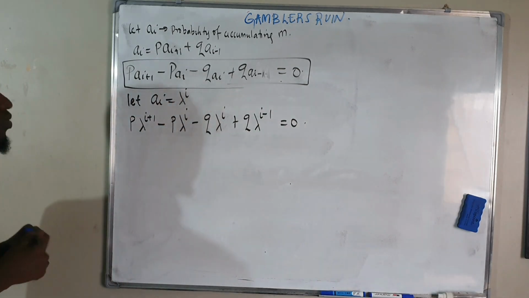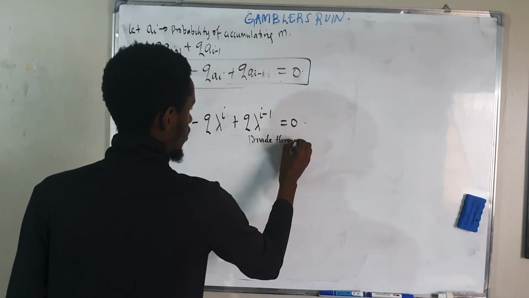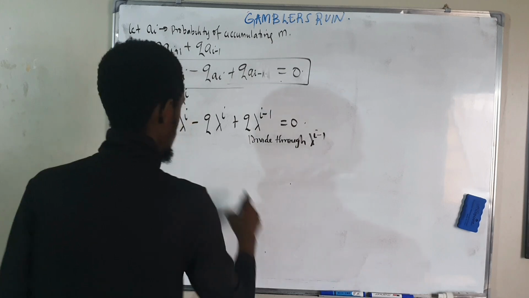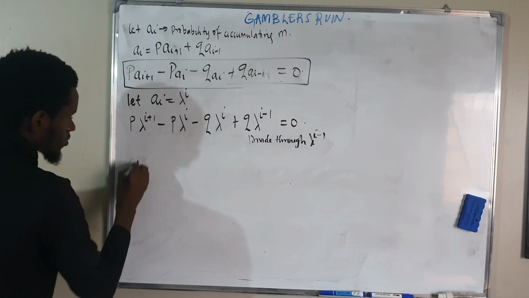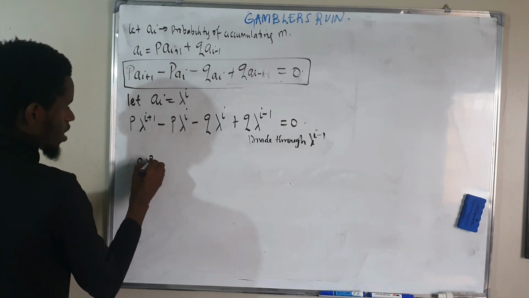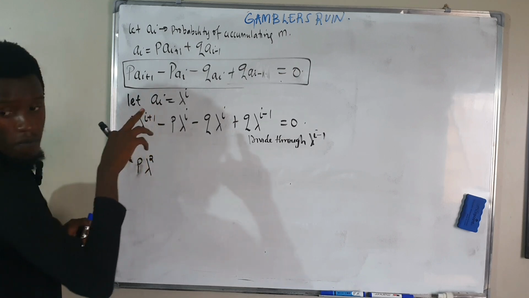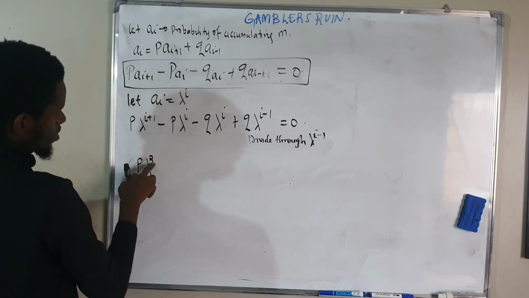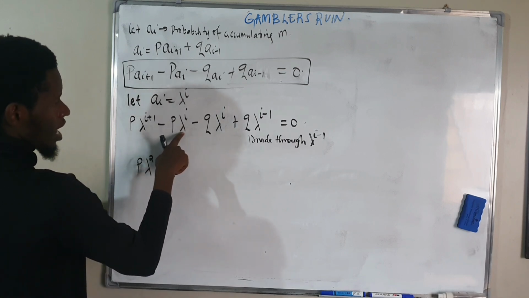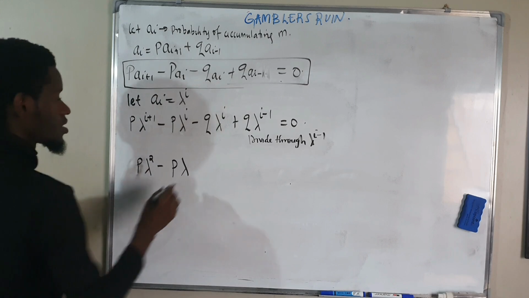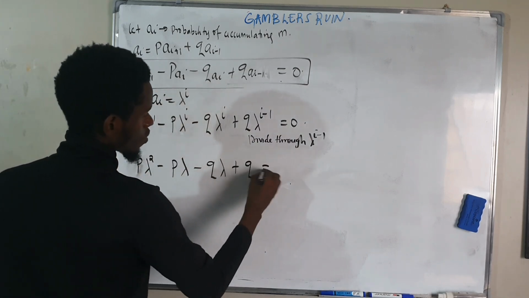Now from there, we divide through by lambda^{i-1} everywhere. And if I divide through by lambda^{i-1}, here I have P lambda squared, because lambda^{i+1} divided by lambda^{i-1} is going to be lambda squared, minus P lambda, remembering I'm dividing by lambda^{i-1}, now minus Q lambda, now plus Q equal to 0.